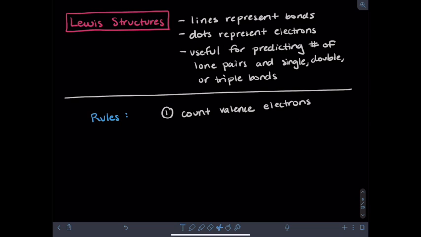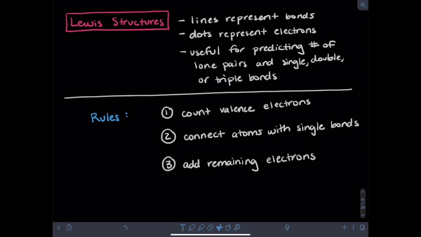I suggest using 4 rules to draw your Lewis structures. First, count the valence electrons from all of the atoms that you're given in the molecular formula. Then connect your atoms with single bonds. Try to put the atoms that form more bonds toward the middle of the molecule, and atoms that form one bond to the outside. Next, you want to figure out how many electrons you've used in making your bonds, and then add the remaining electrons. These could be added either as lone pairs or by making double or triple bonds.